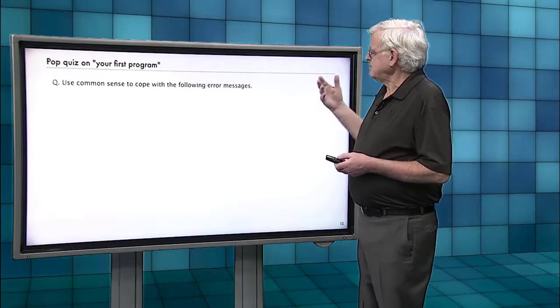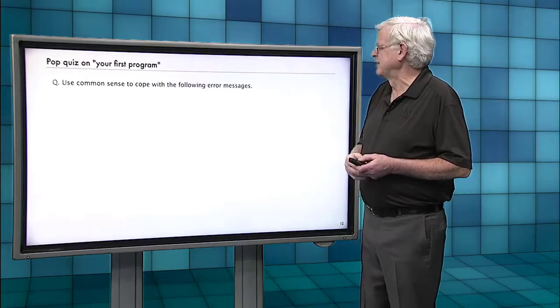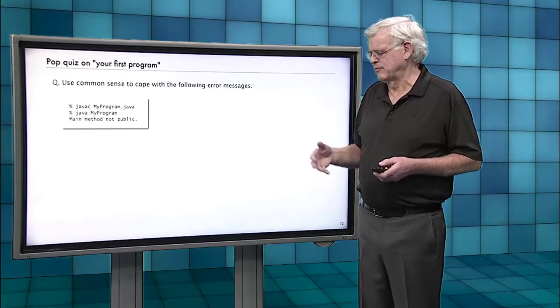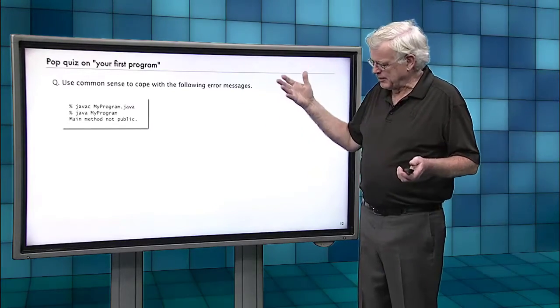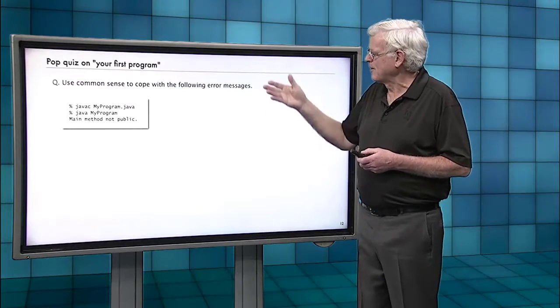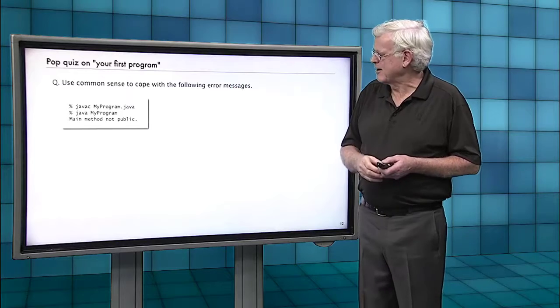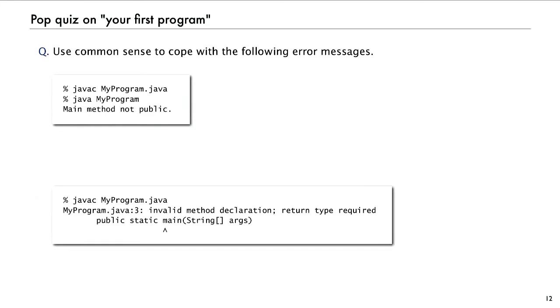Okay, so let's do just a quick quiz question on your first program. You've all run, from our first assignments, this program, HelloWorld.java, and it printed out hello world. What happens if you type in your program and you get this error message that says main method not public? Or this other one that says invalid method declaration, return type required.